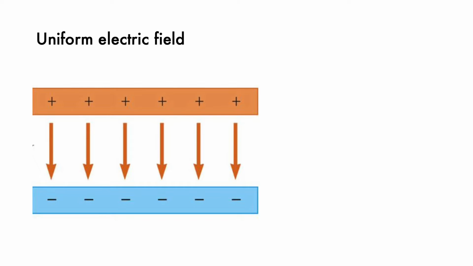Uniform electric field. We can create a uniform electric field by taking two parallel plates, one positive and one negative, and in between these two plates we will have a uniform electric field. Uniform means the electric field intensity will be the same at all points. Uniform means same. So if I take two different points A and B, the electric field at point A will be equal to the electric field at point B.